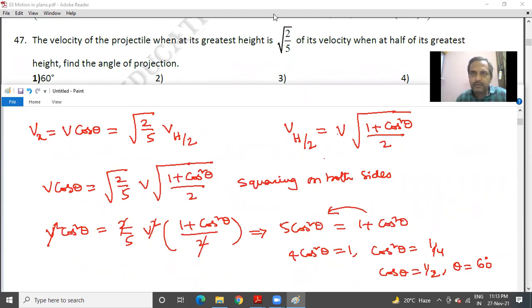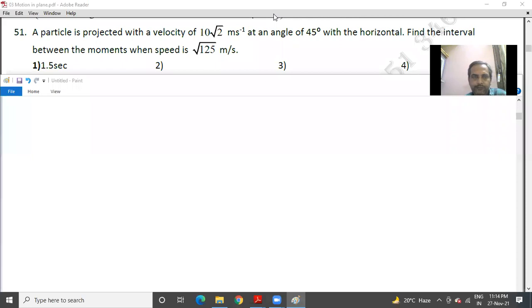Let us move to the next question. A particle is projected with a velocity of 10 root 2 meter per second at an angle of 45 degrees with the horizontal. Find the interval between the moments when the speed is root 125 meter per second.